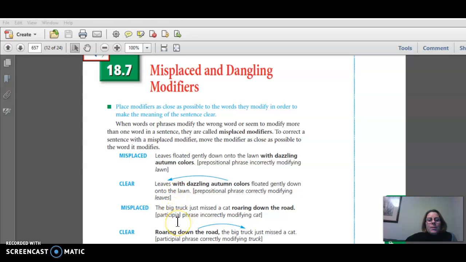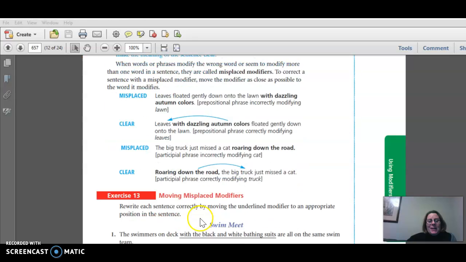Another example: the big truck just missed a cat roaring down the road. Now we've got the cat roaring down the road, which isn't what's happening. So you've got to move the phrase toward the item being modified. So, roaring down the road, the big truck just missed the cat. That makes it more clear.